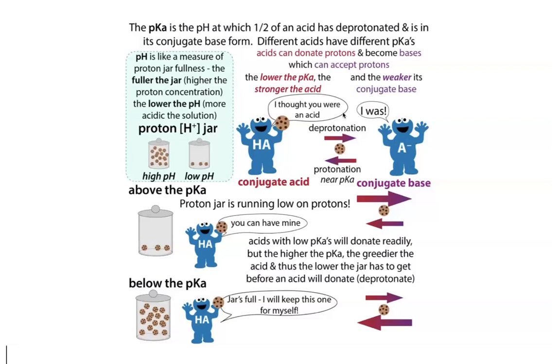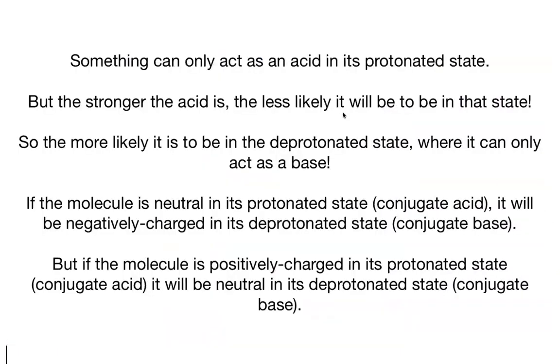And the more stable form is the happier form, the more thermodynamically favorable form. That's the form that you're going to find it in. So it's important to remember that something can only act as an acid in its protonated state. But the stronger the acid is, the less likely it is to be in that state, and thus the more likely it is to be in the deprotonated state. And in the deprotonated state, that conjugate base form, now it can only act as a base. Once your friend gives up that cookie, it can only take a cookie. It doesn't have another cookie to give up.